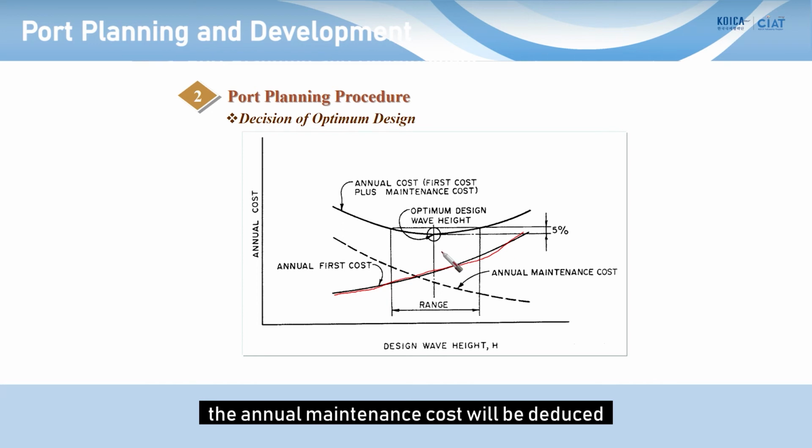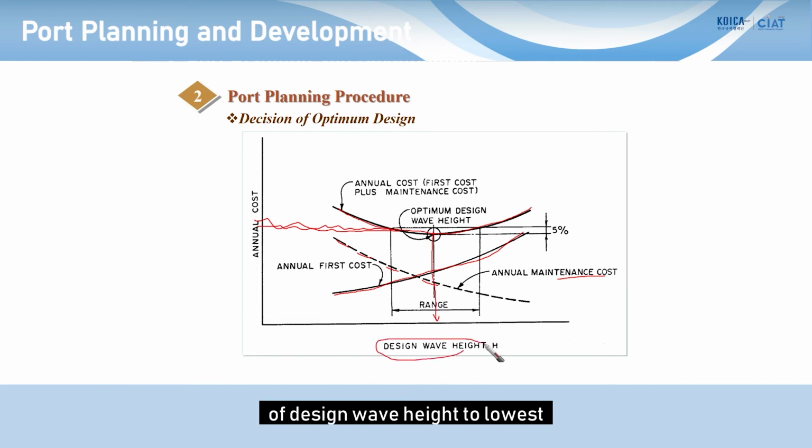However, the annual maintenance cost will be reduced. The dashed line is the annual maintenance cost here. So the total cost is adding both, showing a curve like this. Then the lowest amount of annual total cost lies here. This will be exactly the point of design wave height to have the lowest annual cost.